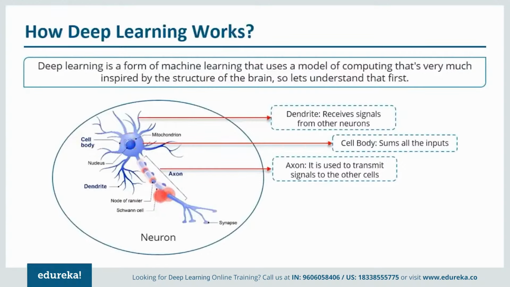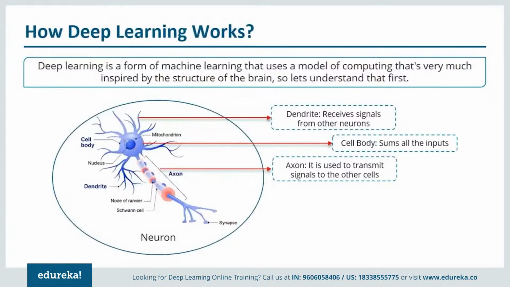Then through the axon, what happens? These signals are fired to the next neuron. And the next neuron is present at some distance, and that distance is nothing but the synapse. So it fires only when the signals coming from the cell body exceed a particular limit. Then only this neuron will fire the signals to the next neuron. And this is how the neuron or the brain cell works.